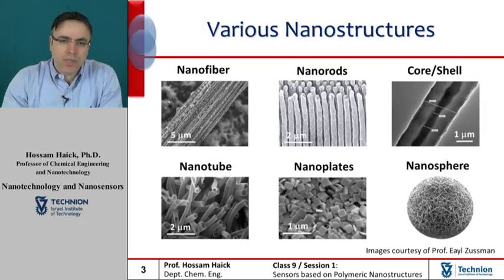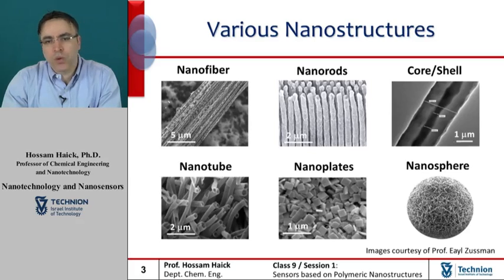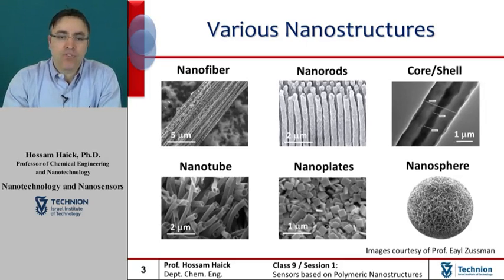There are various possible nanostructures when working with polymers. Here are some examples of polymeric nanostructures. The first structure is called nanofiber. Nanofibers are defined as fibers with diameters less than 100 nanometer. An example of polymer-based nanofiber is shown in the upper left image.